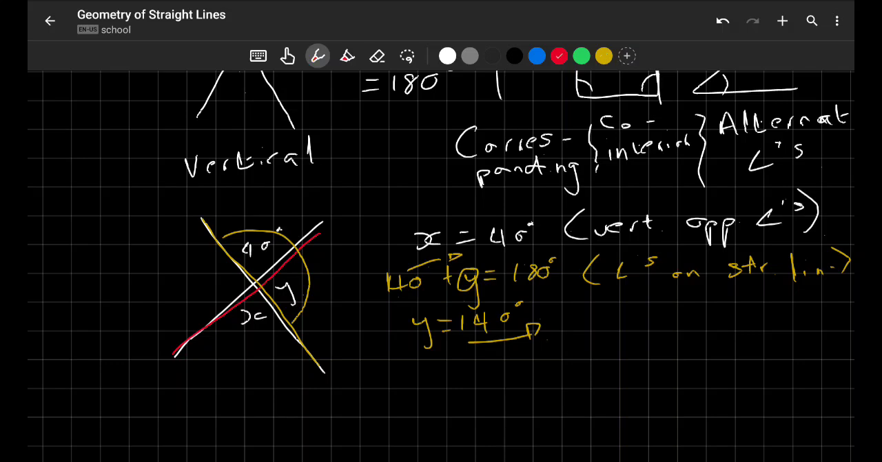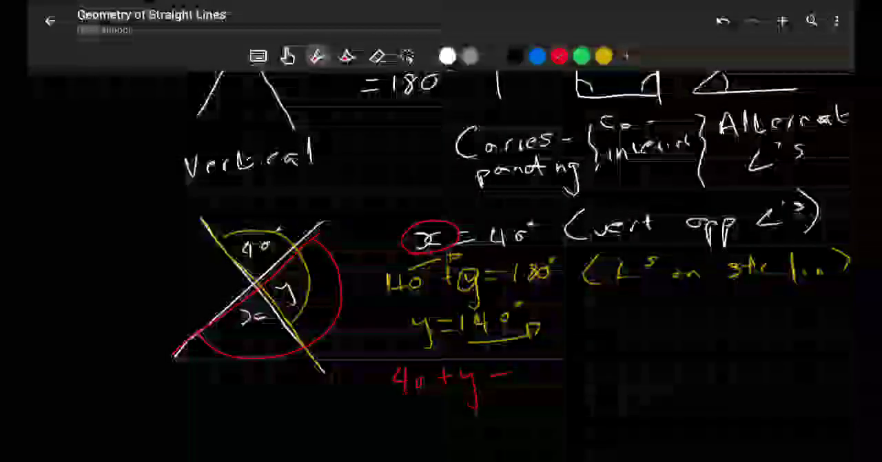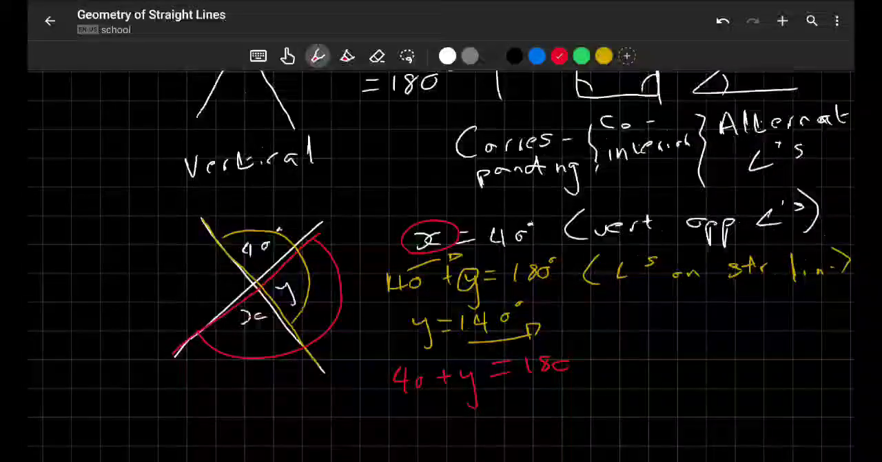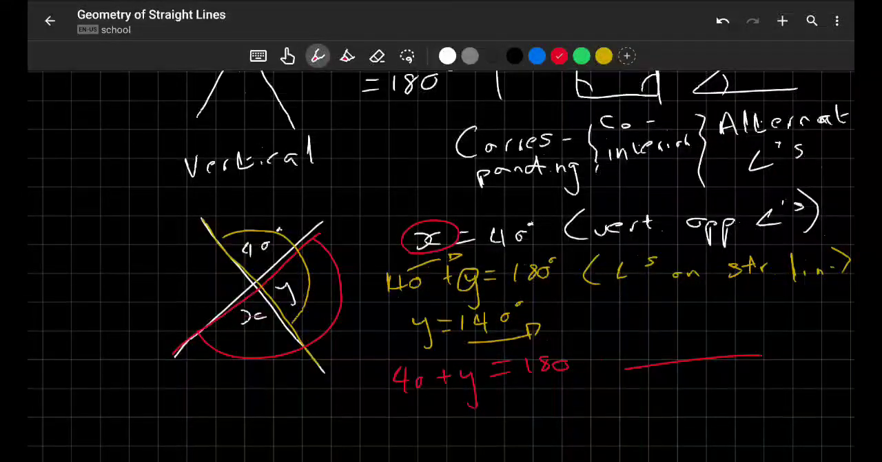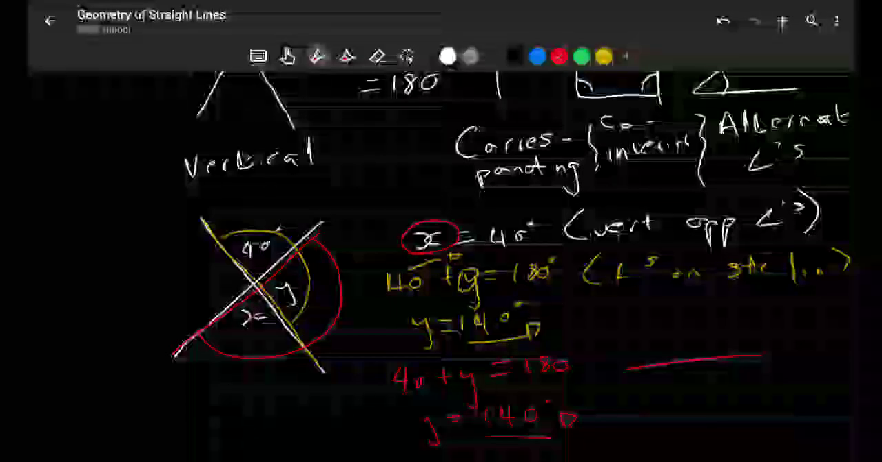Or you could take this path also. Remember that we found X. X is right here, X is 40. So the same way, you say 40 plus Y is equal to 180. Give the same reasoning, and you get the same answer at the end. Y equals 140 degrees. There you go. So you see, either way, it's still the same.